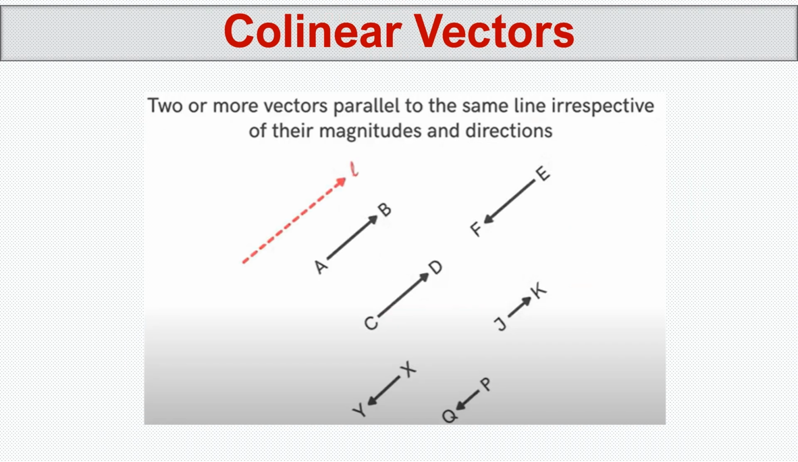Then collinear vectors mean two or more vectors parallel to the same line, irrespective of their magnitude. For these vectors, we don't consider the length, the magnitude. We just consider direction. If you look at the direction, all these vectors are in the same direction. So these are the collinear vectors. Direction-wise, they are in the same direction.